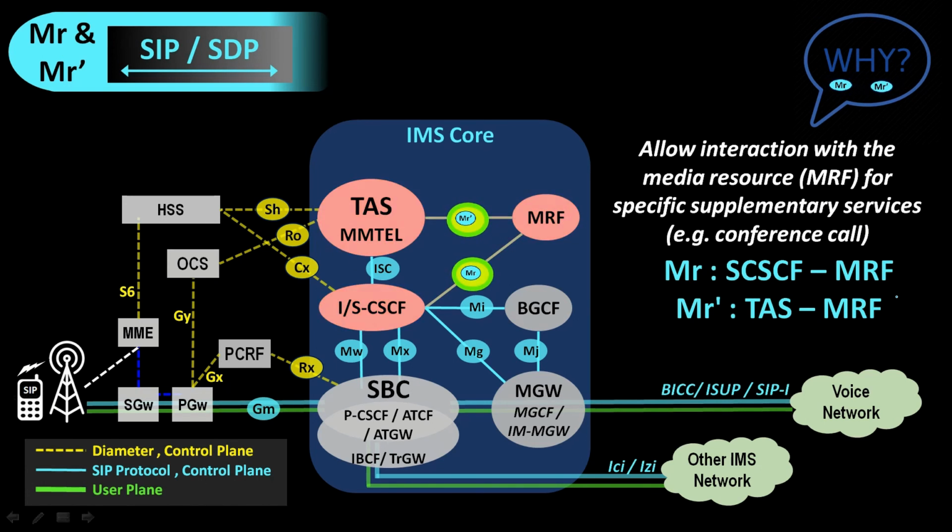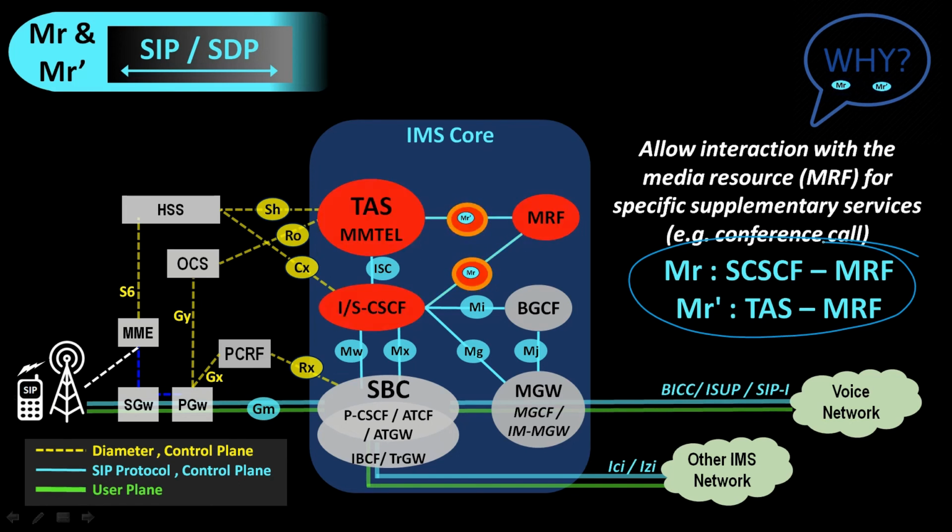The next one is the MR link. There are two links here you can see. The first one is the link between SCSCF and MRF. The other link is the TAS to MRF connectivity. Now, this allows the interaction of a media resource for specific supplementary services such as conference call. As you are aware, MRF deals with announcements and media related functionality such as transcoding, multi-party conferencing, network announcements, tones, and so many different things related to the media.